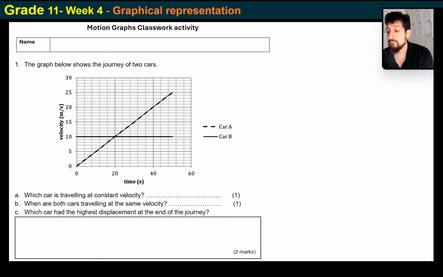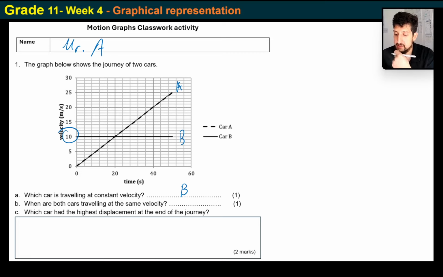The graph below shows the journey of 2 cars. There's car A, and there's car B. Which car is traveling at a constant velocity? So here's the velocity over here. Which one's constant velocity? Of course, it's going to be car B. It's not changing. 10, 10, 10, 10. It's not changing. So the car moving at constant velocity is car B. You don't have to write car B. You can just write B.